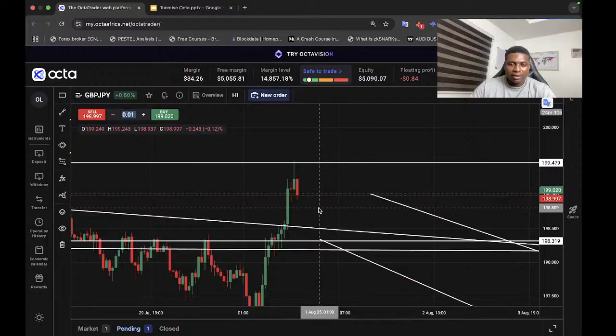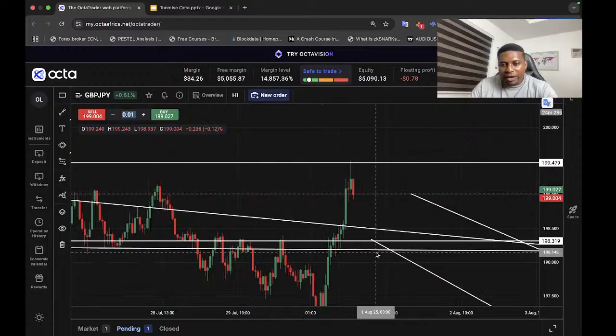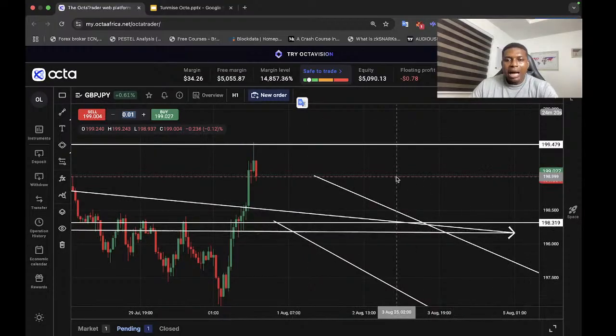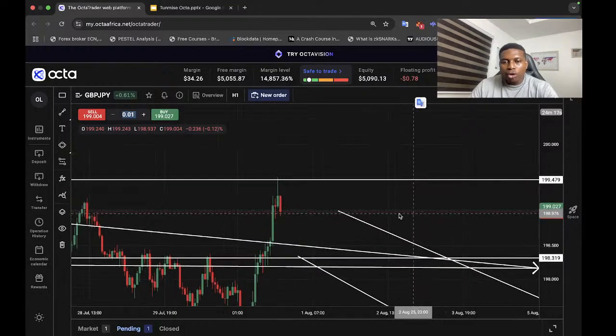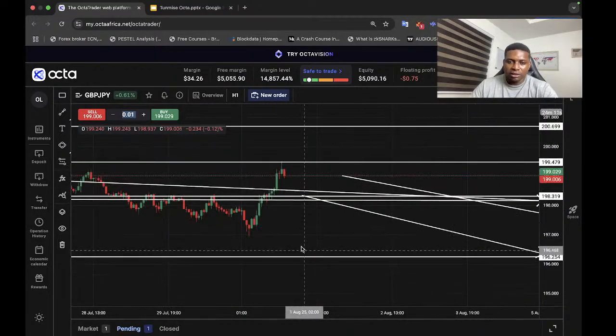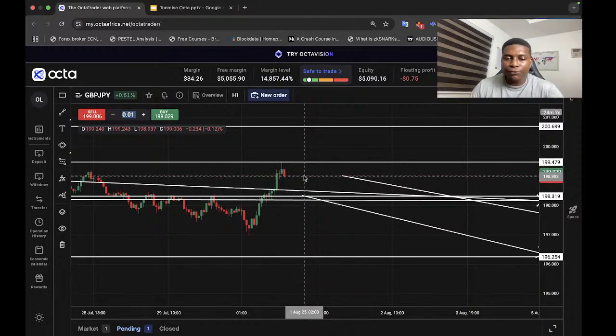What would I wait for? I would wait for a breakout below this level. Okay, I'll wait for a breakout below 198.3, and I also wait for a breakout upwards above 199.4. So currently I'm indifferent on the direction of the market and where to follow.